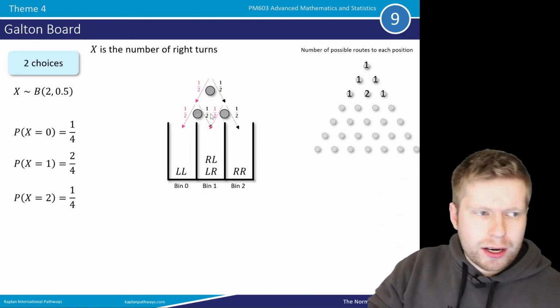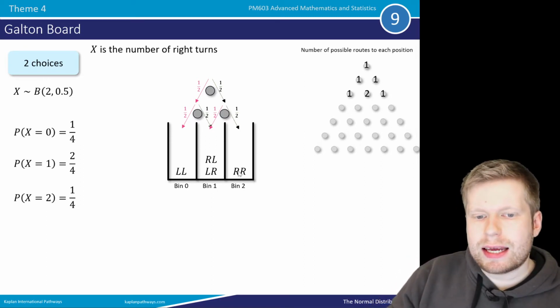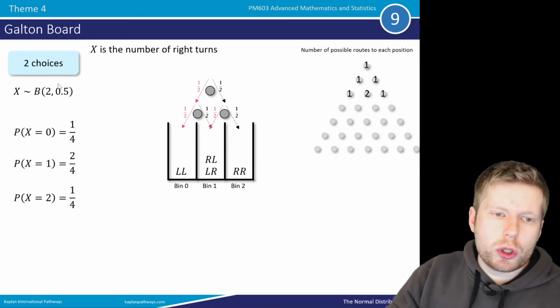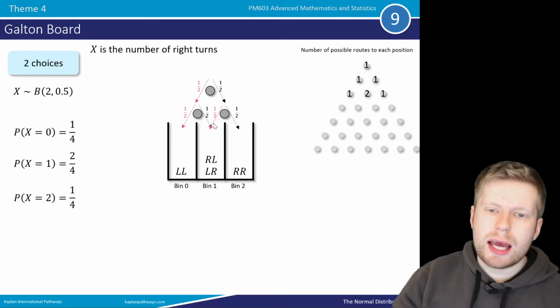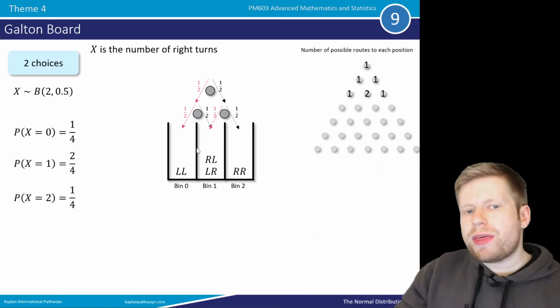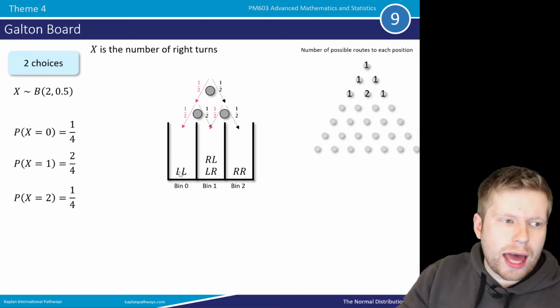So if we add another row to this, let's have a think, okay? There's now 3 bins it can end up in, bin 0, bin 1, or bin 2. Okay, so there's 2 choices it's making because it drops and then it drops again, and in each case it either goes left or right. All right, so let's have a think. How many different paths are there to get into bin 0, this far left bin?